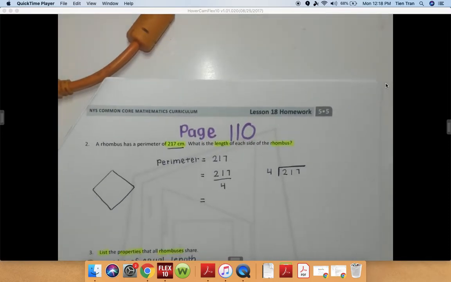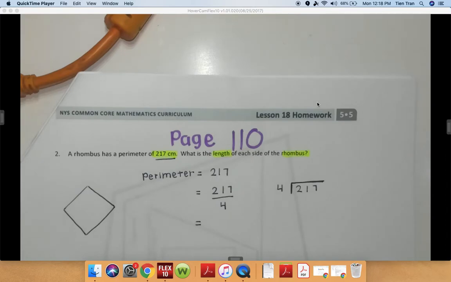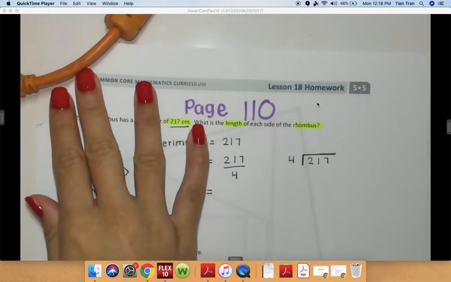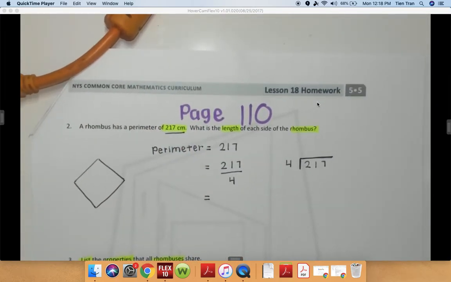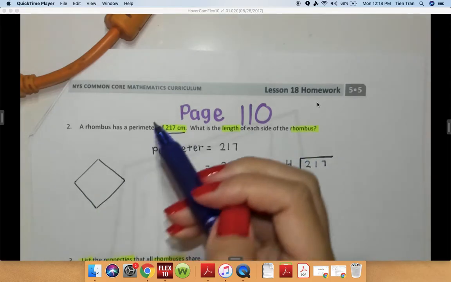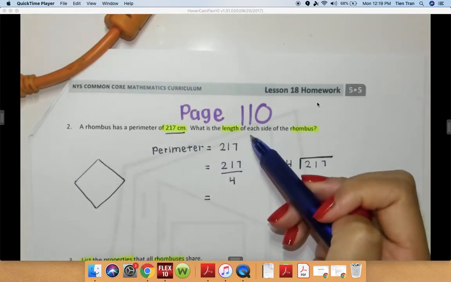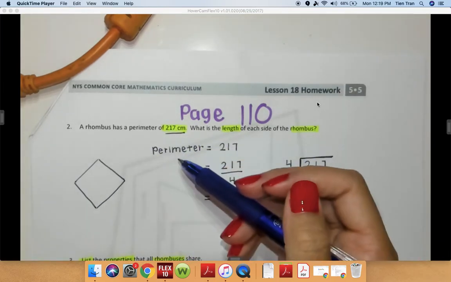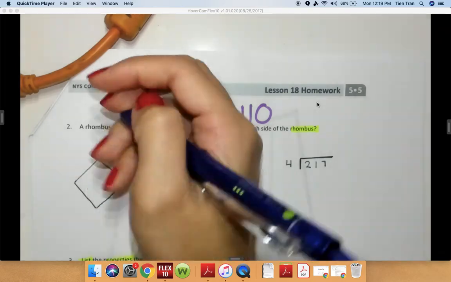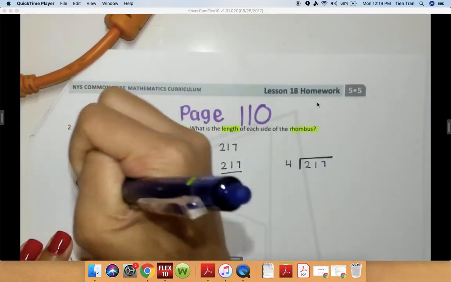Okay, so number 2, I'm going to zoom in. Number 2 says a rhombus has a perimeter of 217 centimeters. What is the length of each side of the rhombus? So I drew a rhombus. It's not perfect, but they all have equal lengths.